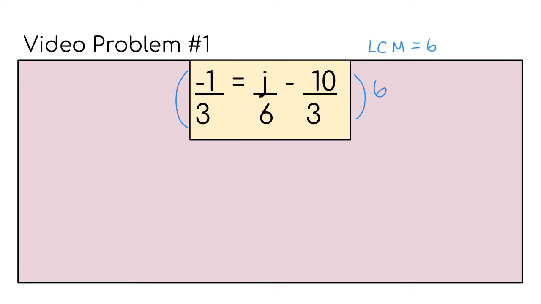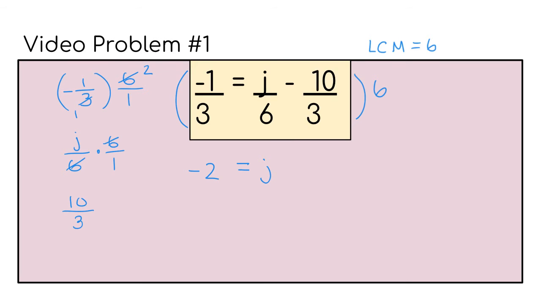So I'm going to first start by doing -1 over 3 times 6 over 1. This will become 1 and this will become 2. And we're going to be left with a -2. When we multiply j over 6 by 6 over 1, we end up with just j. And then when we multiply 10 over 3 times 6 over 1, we can cross simplify this to be 1 and 2, dividing both of them by 3, and we'll end up with 20.